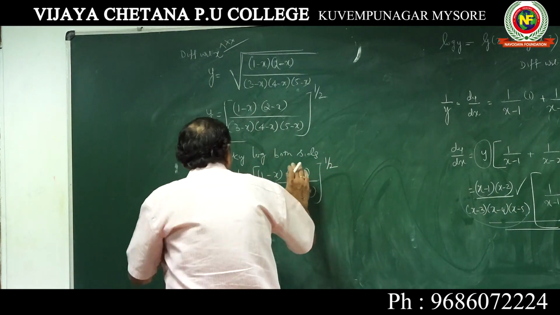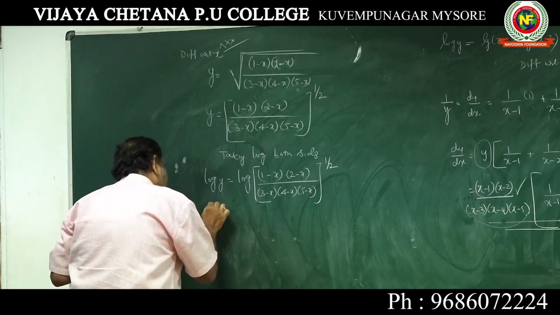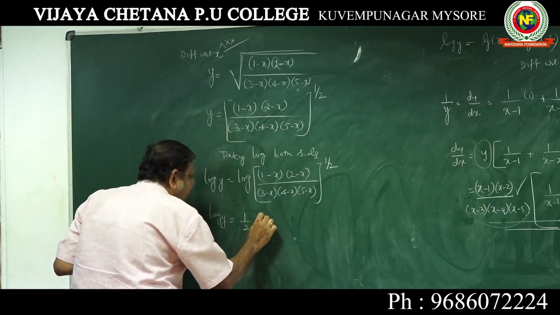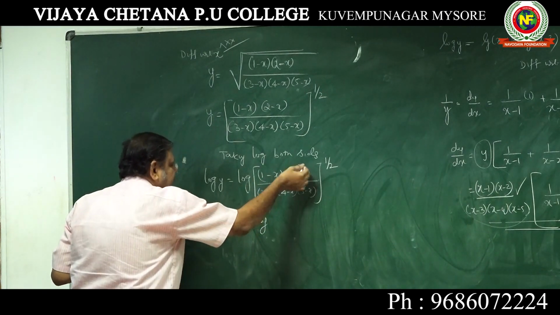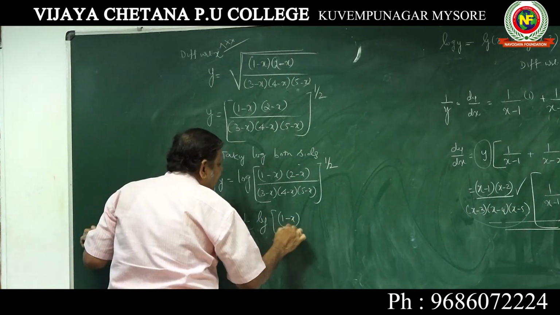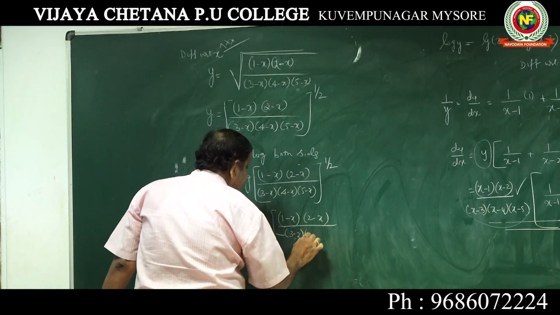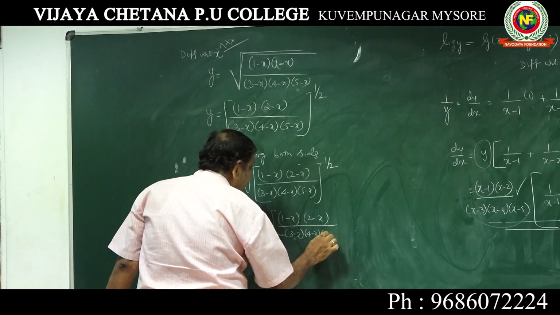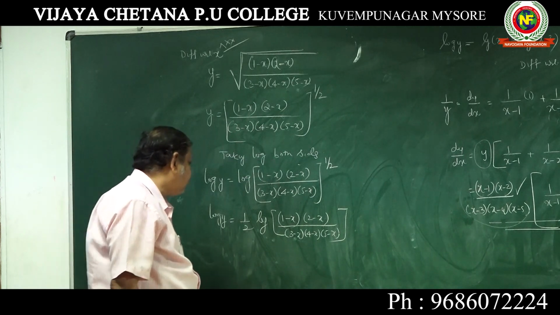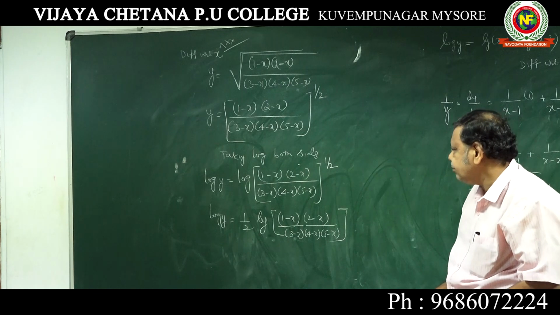Now this whole thing is m. Log m to the power of n is n log m. So immediately what you can write is log y is equal to half into half log. You know always log m to the power of n is n log m. This will come by the side of it. Log of (1−x)(2−x) over (3−x)(4−x)(5−x). This is log y is equal to half of log of (1−x)(2−x) by (3−x)(4−x).